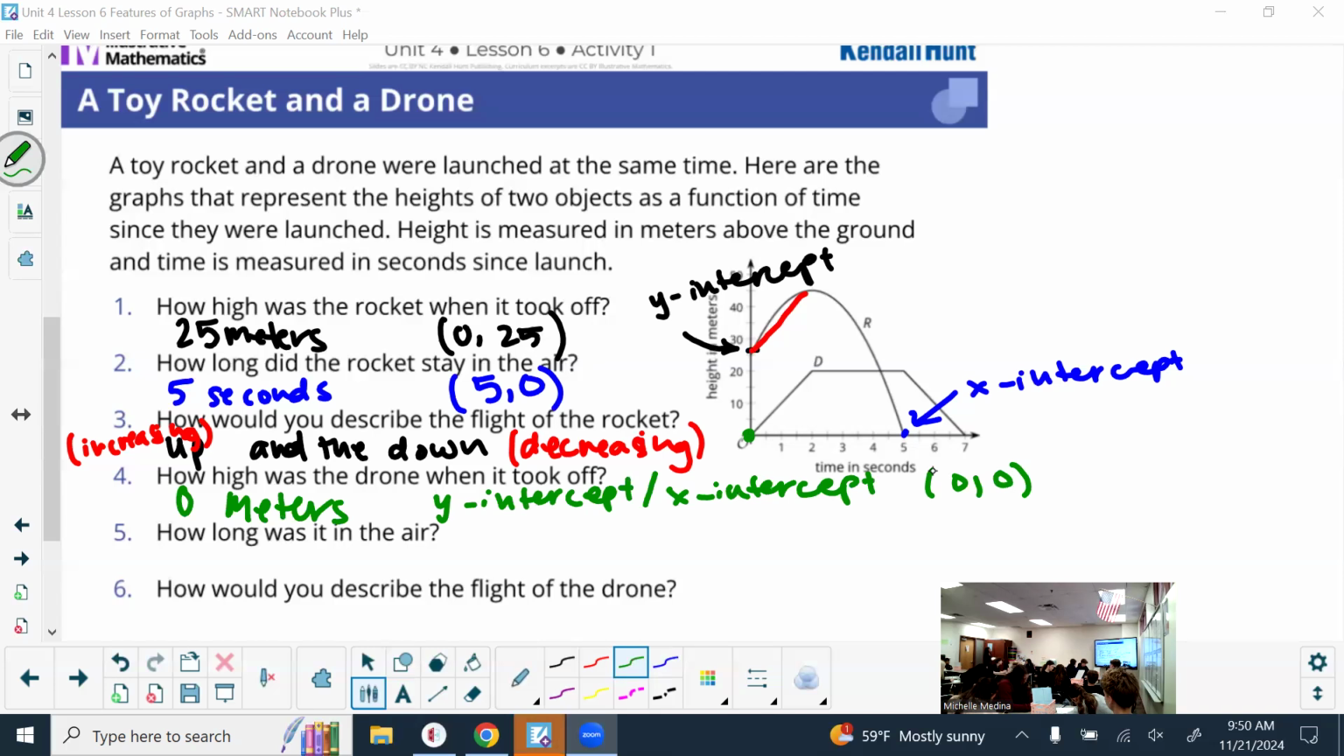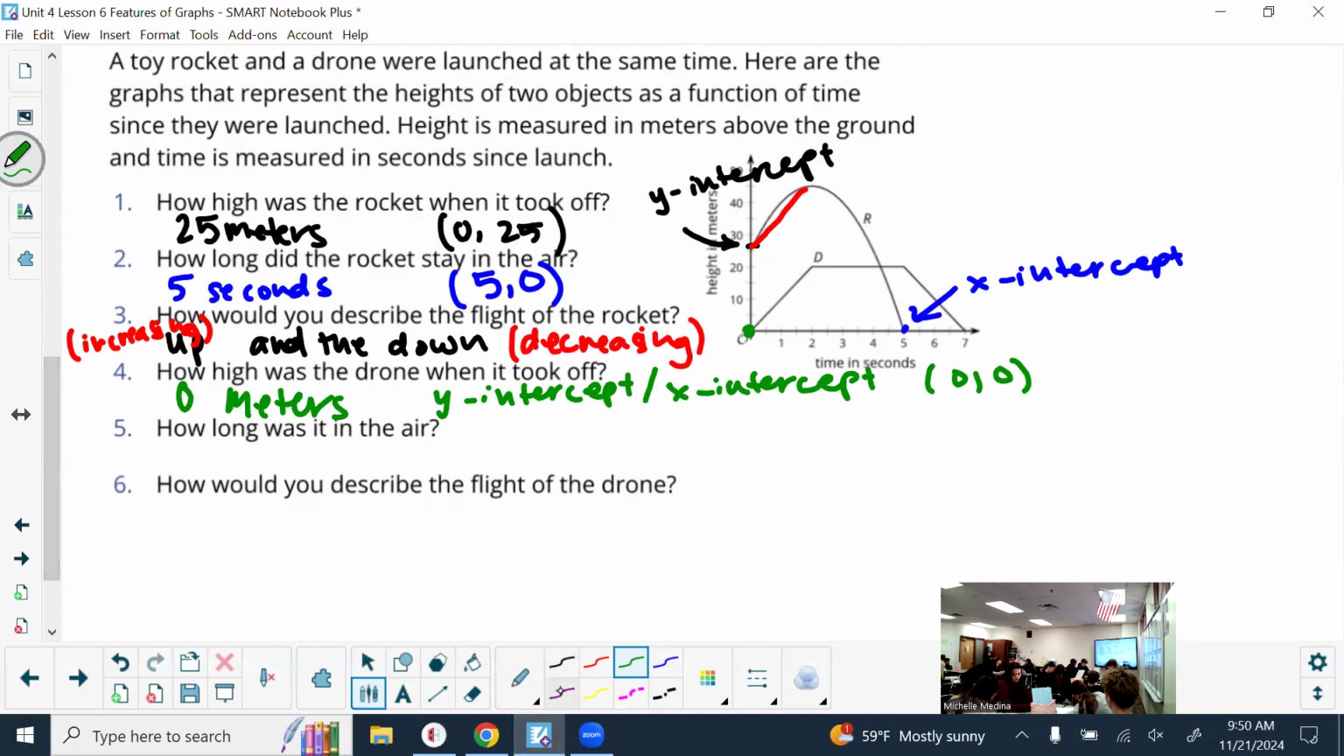Table 3, how long was the drone in the air? 7 seconds. The drone? Yes, you're right. It's got to be correct. Okay, 7 seconds. Class, what do we call this part of the graph? X-intercept. Can functions have more than one x-intercept?